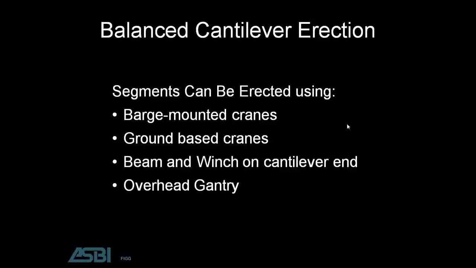So for balanced cantilever erection, the segments can be erected using barge-mounted cranes, and we saw that in the previous photograph with the erection of the pier table. Ground-based cranes, of course, can be used. Beam and winch on the cantilever ends, and that was what was used on the Four Bears Bridge. Or an overhead gantry could be utilized. So there are different erection methods that can be used by a contractor to get the segments in place, depending on the specifics of the job site.